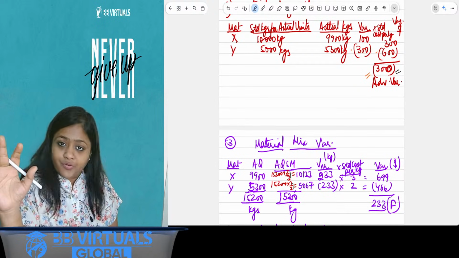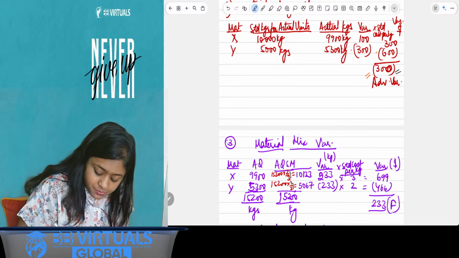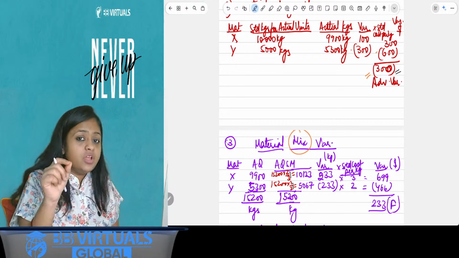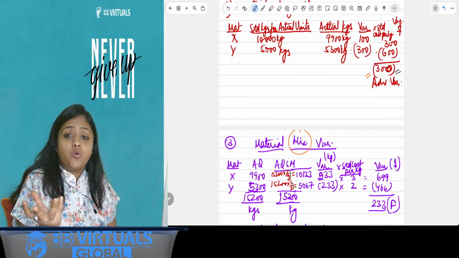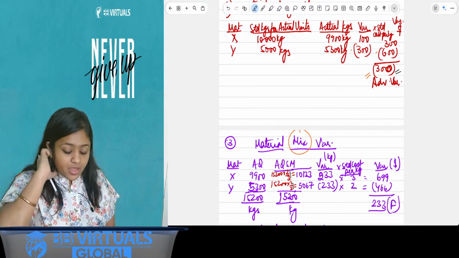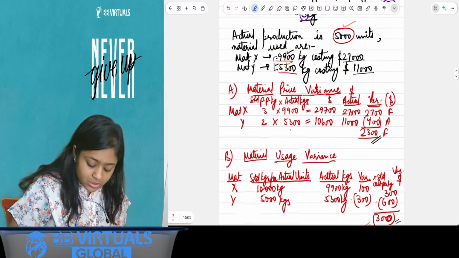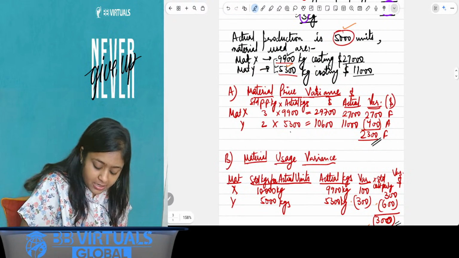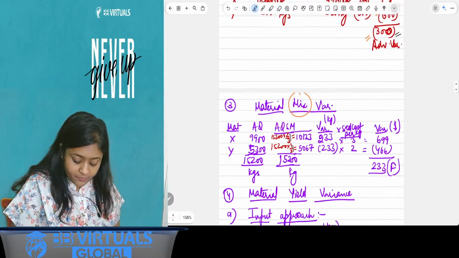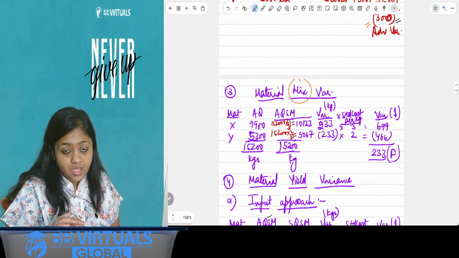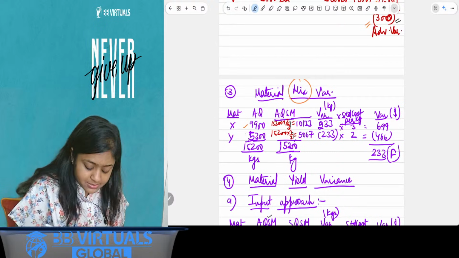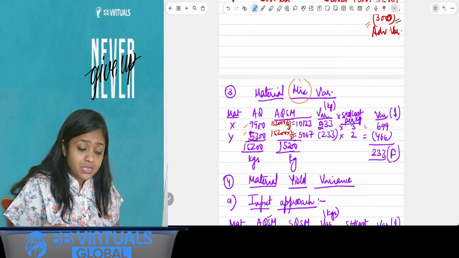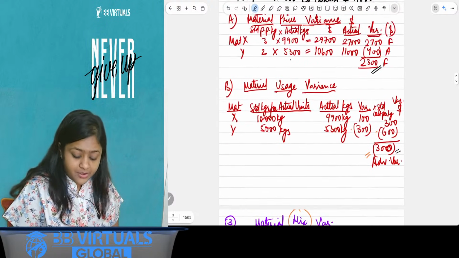Clear? This is how we'll have it because here the variable is mix. So you have to focus only on mix and nothing else. So you will keep your quantities same as actuals. Now what are the actual kgs? Total actual kgs are 9900 plus 5300, which is 15,200. Now you put it in the actual mix.